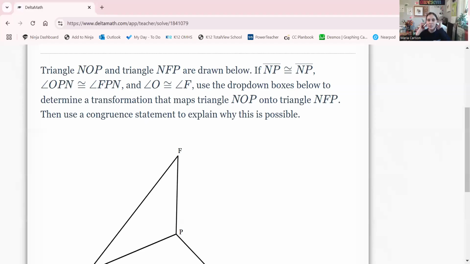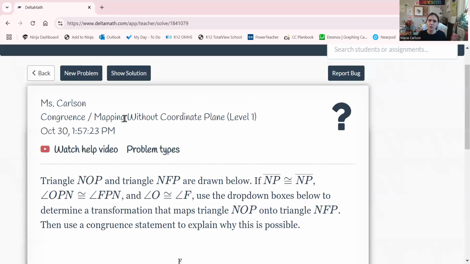Hi everybody. In this video, I'm going to go through a section that you might encounter when you're going through your Delta Math for this lesson. I think this is called congruence and mapping without coordinate plane.